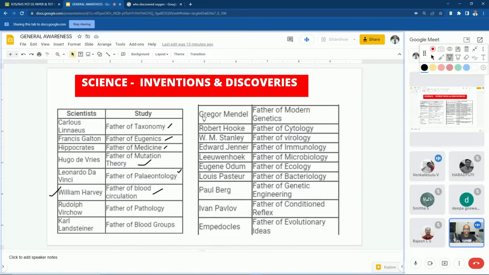Yes. Next, Goji, please read. Gregor Mendel, father of modern genetics. Robert Hooke, father of cytology. W.M. Stanley, father of virology. Edward Jenner, father of immunology. Leeuwenhoek, father of microbiology. Eugene Odum, father of ecology. Louis Pasteur, father of bacteriology. Paul Berg, father of genetic engineering. Ivan Pavlov, father of conditioned reflex. Empedocles, father of evolutionary ideas. Right. Don't worry about these fathers.